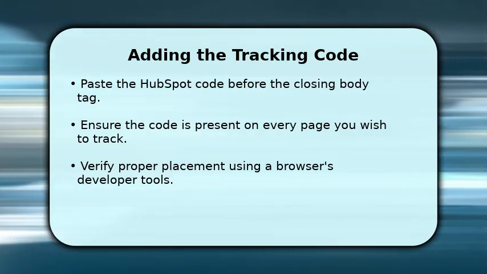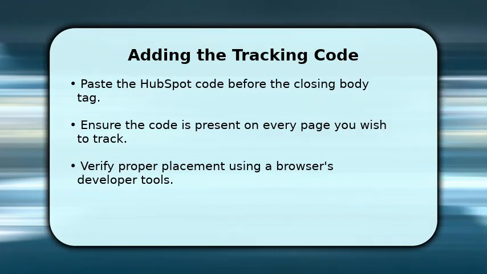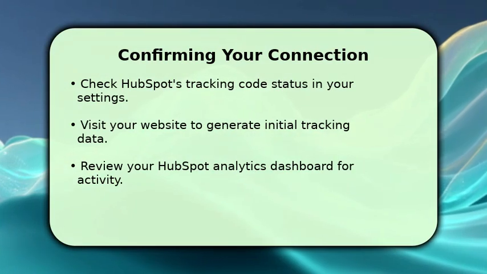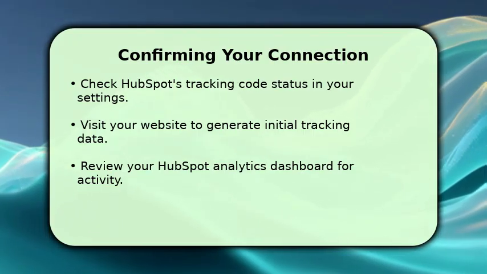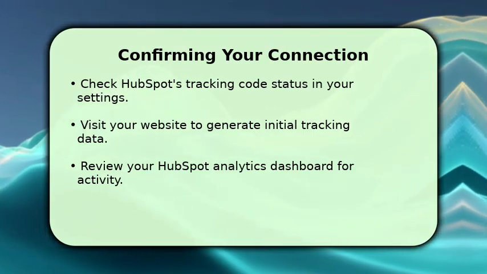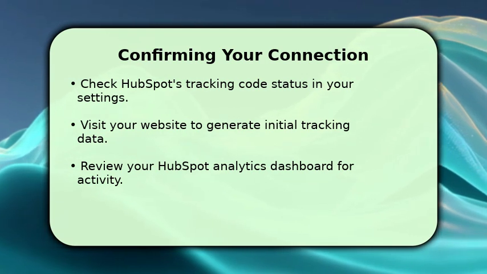After pasting, save your changes and then use your browser's developer tools to confirm the code is loading correctly on your site. After implementing the code, return to your HubSpot account. In the Tracking Code section, you should see a status update indicating that the code is active and connected.